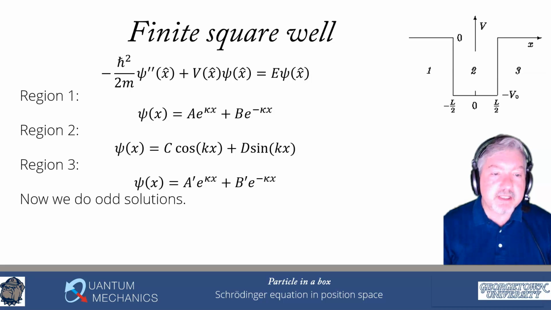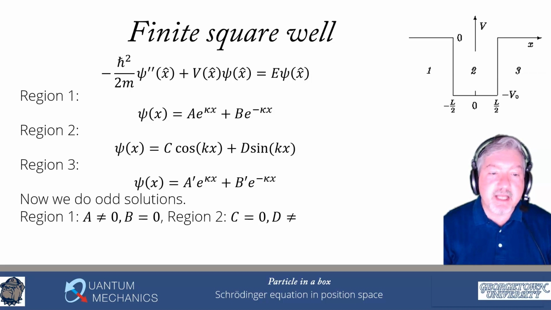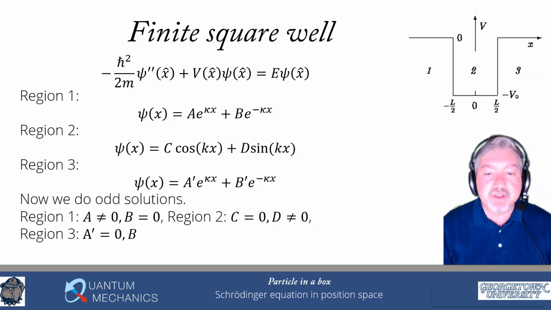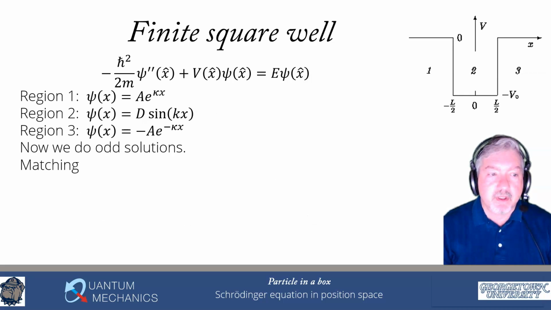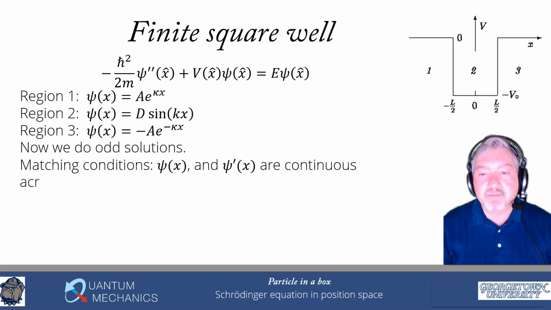All right, let's now do the odd solutions. So in region 1, again, A is non-zero, B is equal to 0. In region 2, I'd better pick D instead of C because it's an odd function. And again, A prime has to equal 0, B prime is non-zero, but I'd better pick B prime equals minus A because it's an odd function. All right, our matching conditions are the same. The wave function and its first derivative must be continuous.